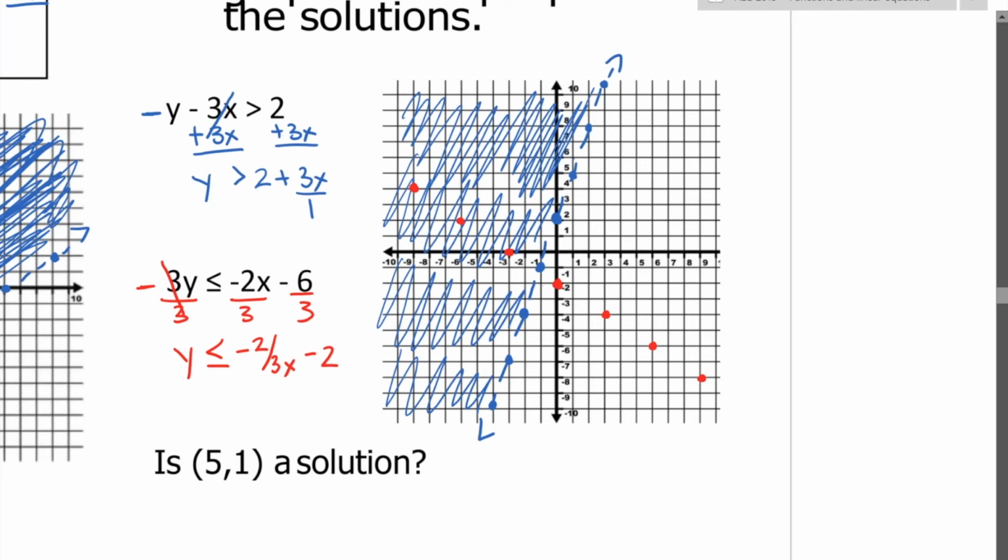Now this one, is it a solid or a dashed? Well, since there's a line underneath it, it is a solid line. And there we go. Now I need to determine, do I shade above or shade below? It's a less than or equal to sign, which means I shade below. So that is this direction.